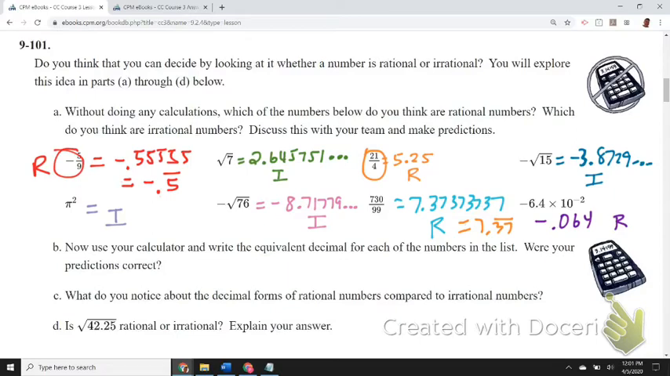So, again, if the decimals repeat, like -5/9 and 7.37 with a bar over it, that will be rational, okay? But when the decimals go on forever and there's no rhyme or reason, there's no pattern to it, it's going to be irrational. Okay, so let's go to question D here. It says the square root of 42.25, is that rational or irrational? Go ahead and pause the video right now and let me know what you think. Be sure to explain your answer in your notes.